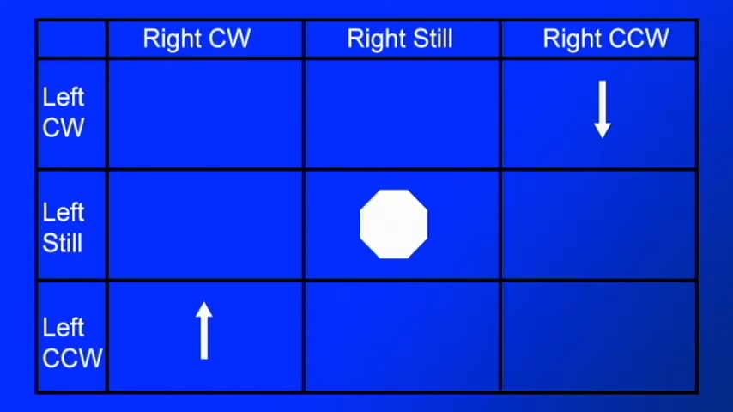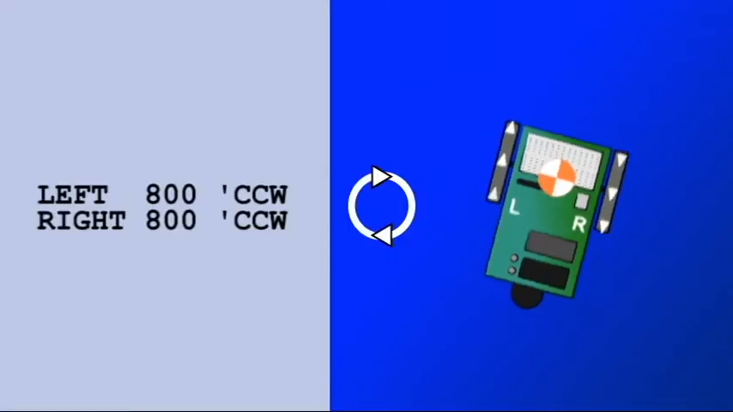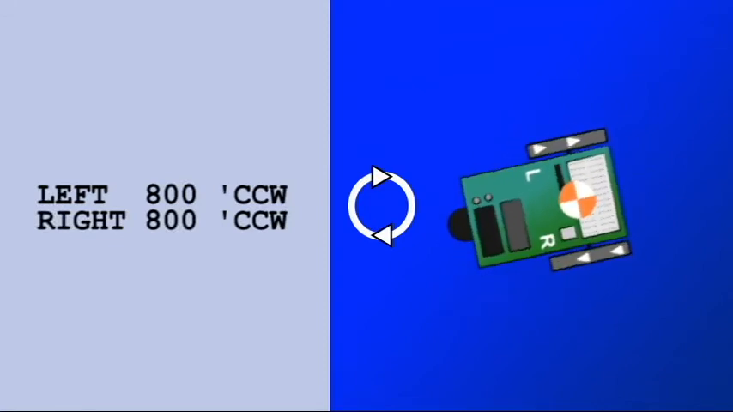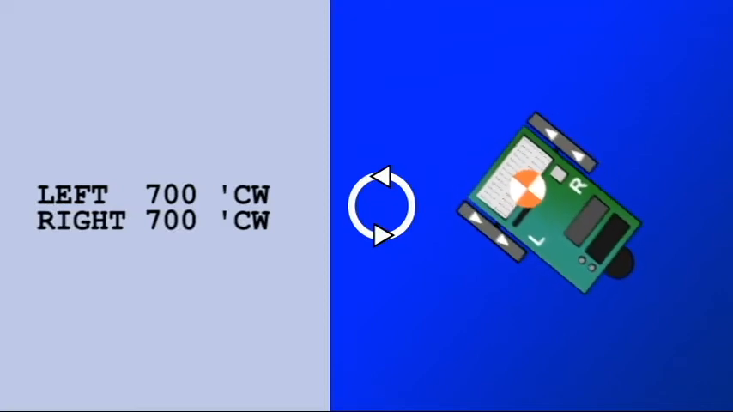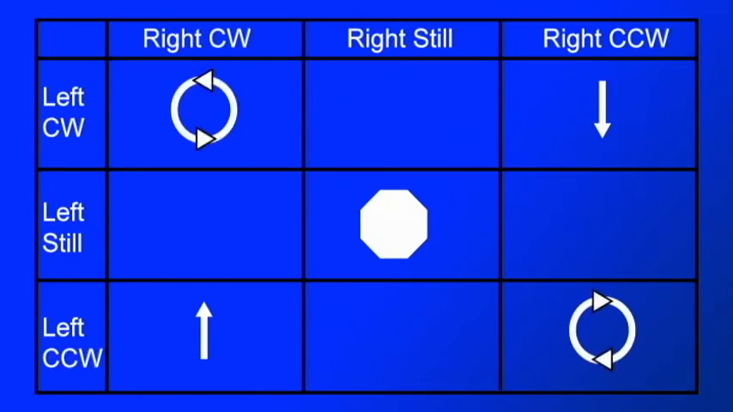Now for the turns. There are actually 6 turns, not just simply left and right. The kinds of turns vary according to the pivot point, which I will indicate with this symbol. The first 2 types of turns are tight spins, where the pivot point is in the middle of the Parallax BoeBot. Both wheels are rotating in the same direction, either clockwise or counterclockwise. These spin turns fill in 2 more of the possibilities in the matrix.